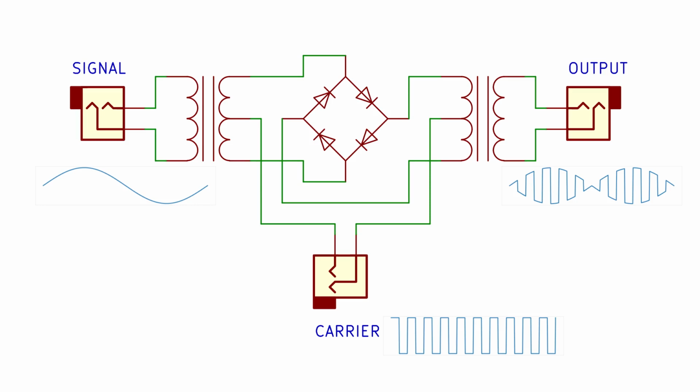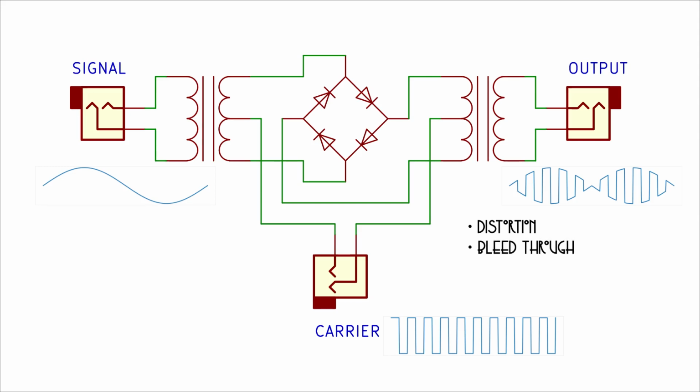In the case where you're using real-world components, imperfect transformers, imperfect diodes, non-zero forward voltage, and carrier not that much bigger than the signal, then you end up with something that has various sorts of distortion in it. And in particular, you are likely to find that some of the signal and carrier frequencies do indeed bleed through into the output where they're not supposed to be.